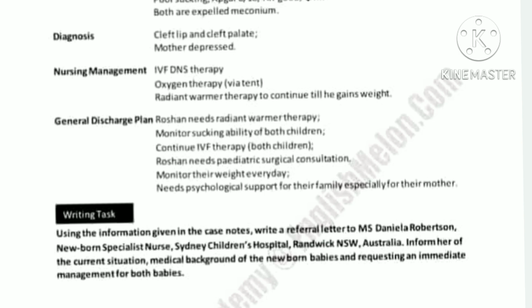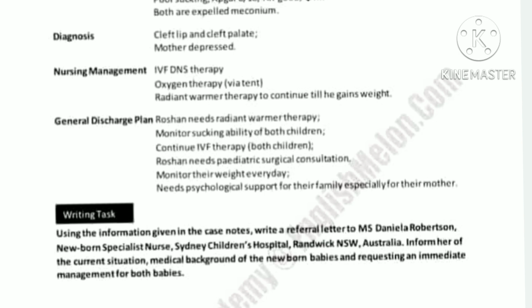Miss Daniela Robertson, who is the newborn specialist nurse, Sydney Children's Hospital, Randwick, New South Wales, Australia. Inform her of the current situation, medical background of the newborn babies, and request immediate management for both babies. So from this case note, we have got an idea what information we have to include in this letter, to whom we are going to write it, and what is the purpose of this letter. So how can we write it?